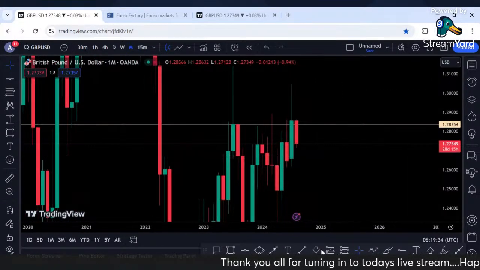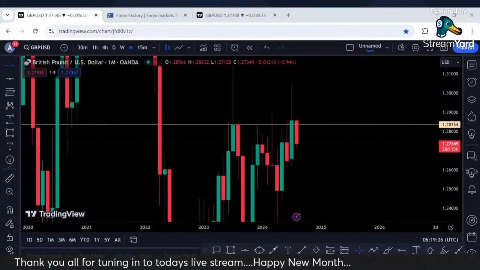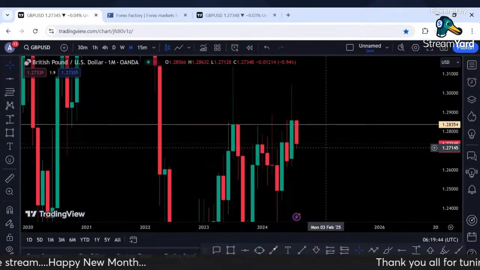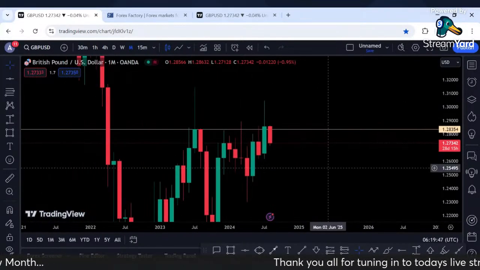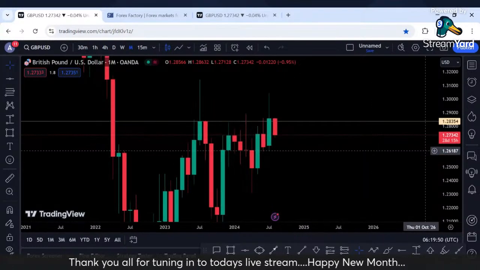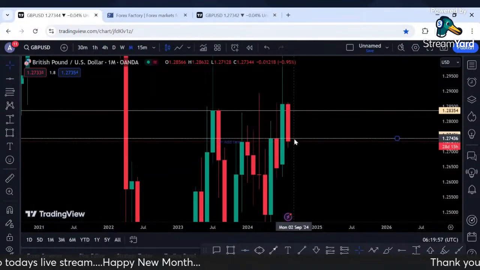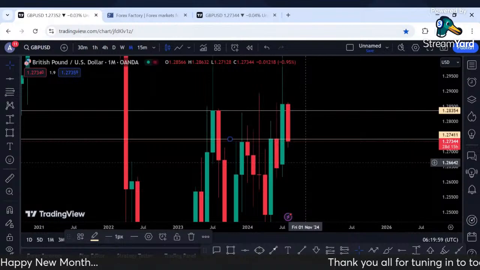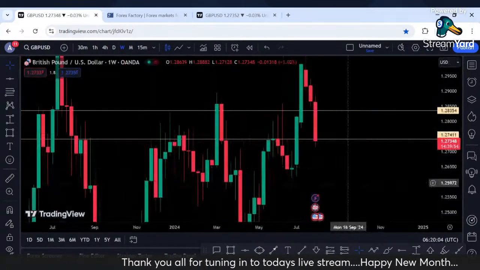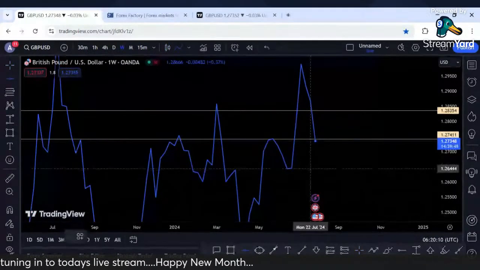As I said, the same thing that you are going to do every day, the only thing that is going to change for you is your lot size. So on the monthly time frame, we identified our various support and resistances. We have a support over here. So let's move to the weekly time frame. On the weekly time frame, we have here.